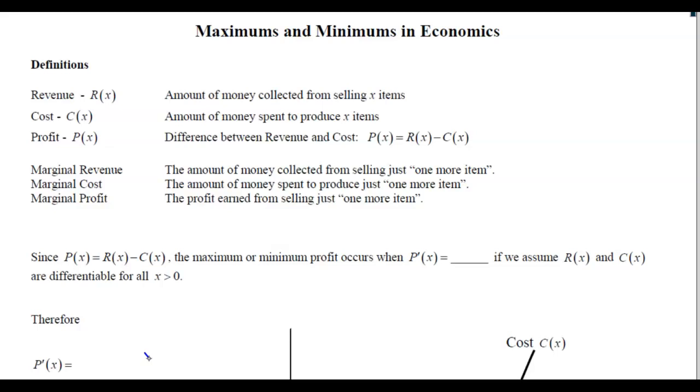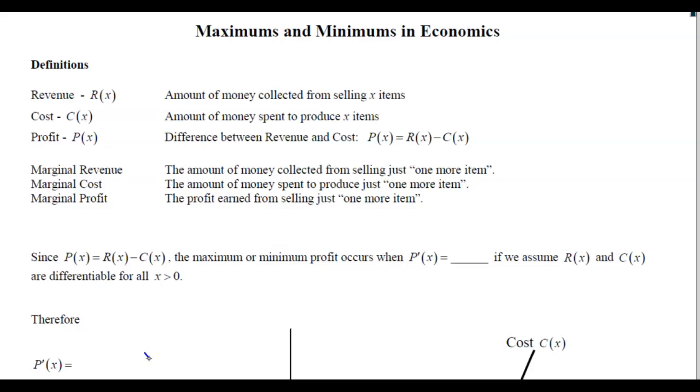So things to remember, usually we use capital R for revenue. That's the amount of money that you collect for selling x number of items. Capital C is the amount of money it costs to produce x number of items. And capital P, the difference between the revenue and cost, that's the profit. How much the difference is, that's considered profit. You can go and reinvest in the company or spend it or whatever.